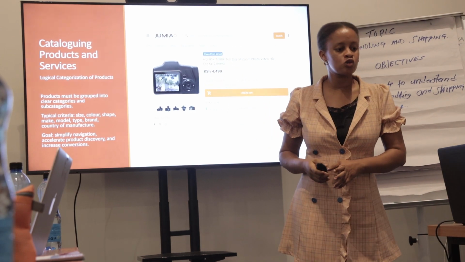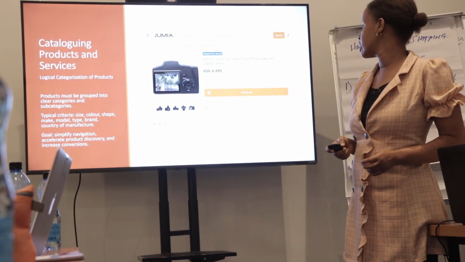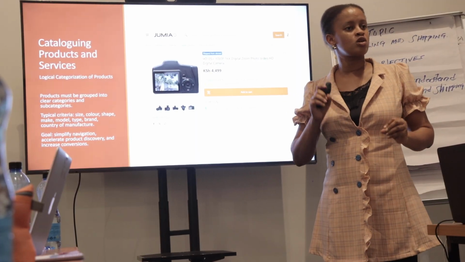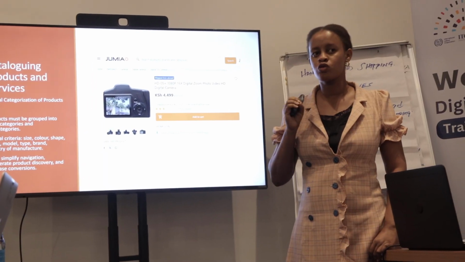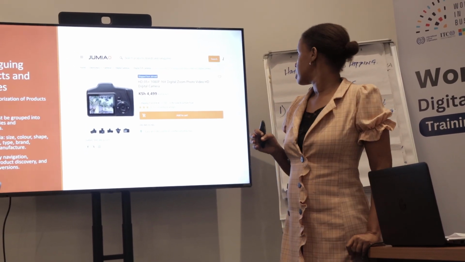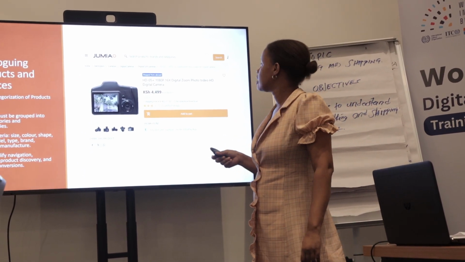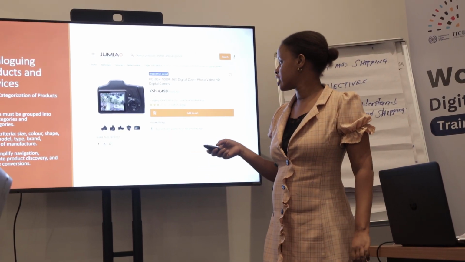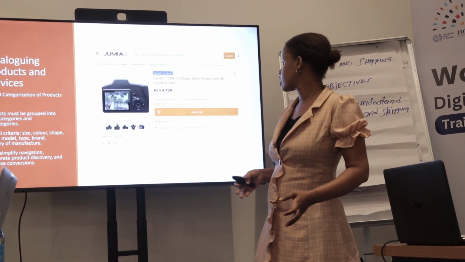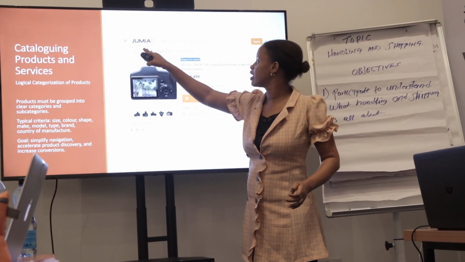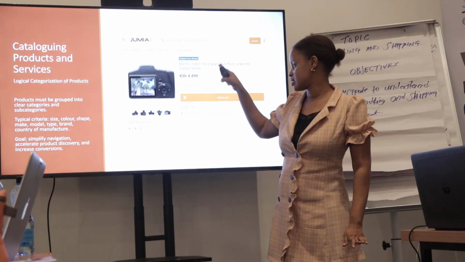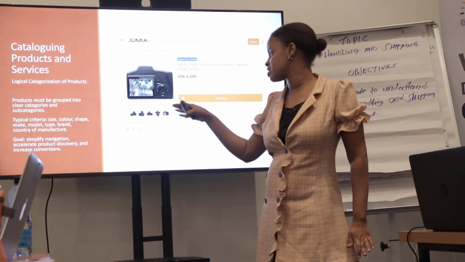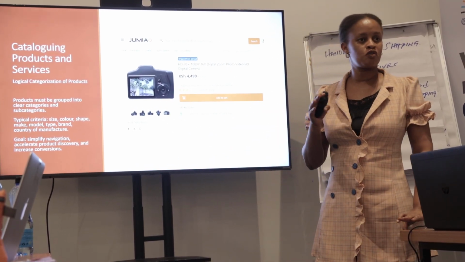So when you're trying to list your product online, be sure to categorize your product correctly so that any user or any buyer can find your product easily. So that's to avoid confusion. The goal usually is to simplify navigation. You see, with this, you can go down from electronics, cameras, digital SLR cameras. Another one is to accelerate product discovery and increase conversions of your product.